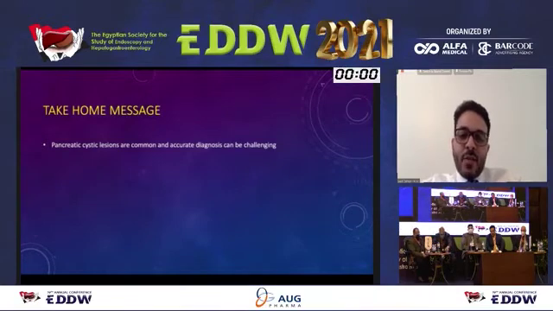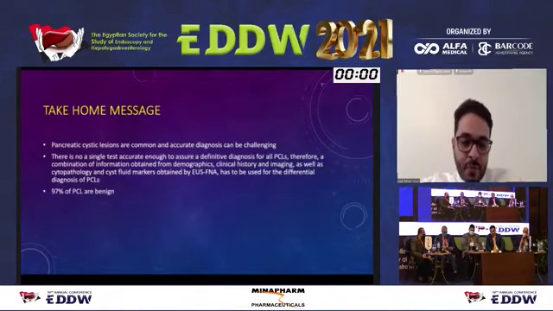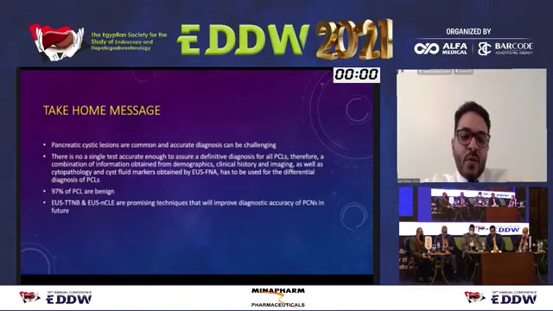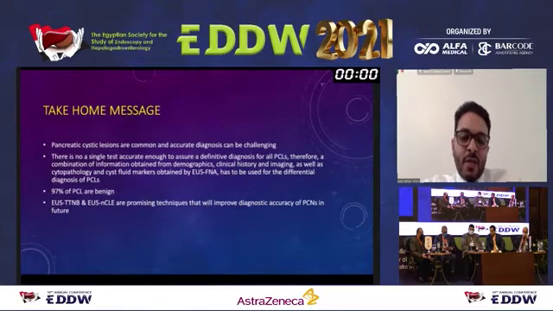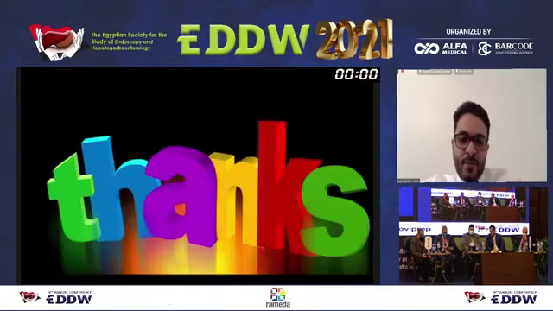Pancreatic cystic lesions are common and accurate diagnosis can be challenging. There is no single test accurate enough to assure a definitive diagnosis for all pancreatic cystic neoplasms. You have to utilize all the information that you can to get a definite diagnosis. EUS through-the-needle biopsy and EUS confocal laser endomicroscopy are promising techniques that will improve the diagnostic accuracy of pancreatic cystic neoplasms in the future.